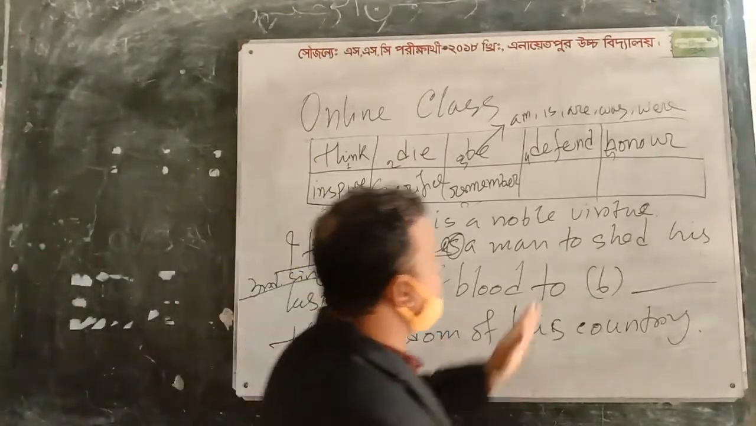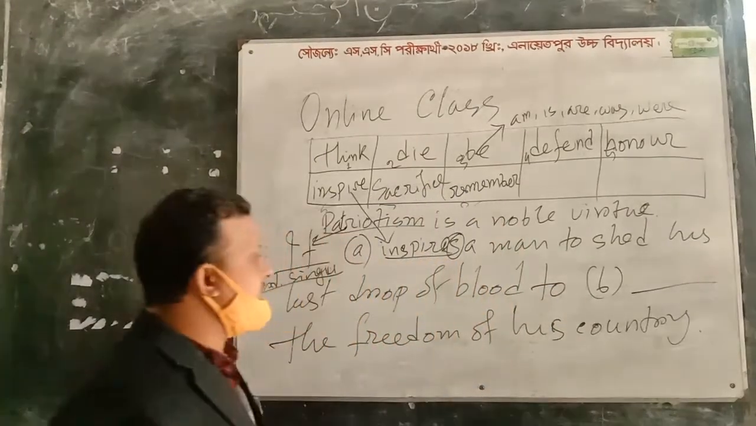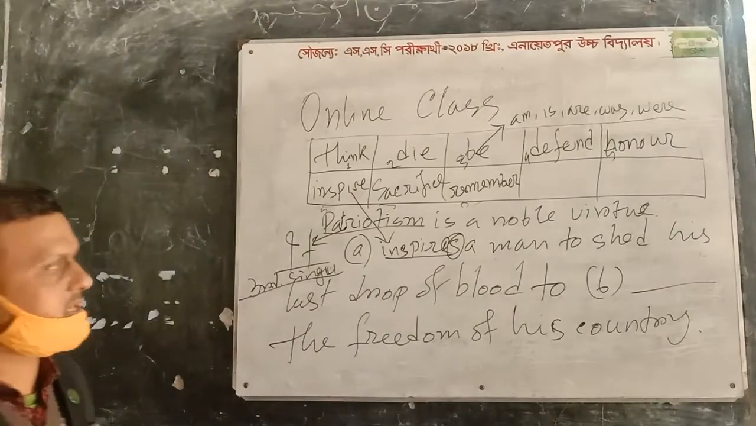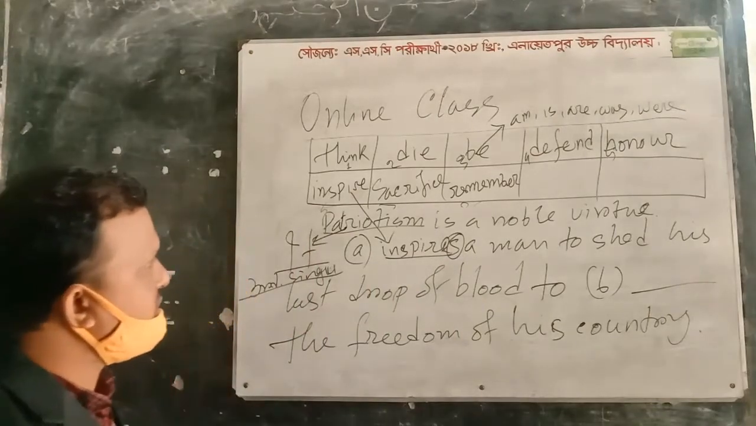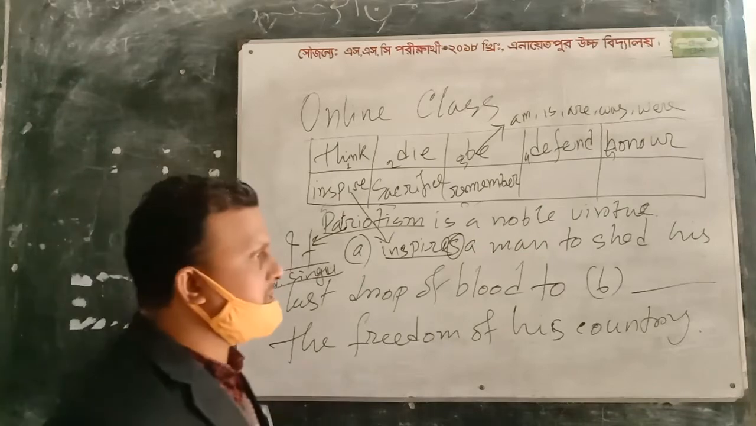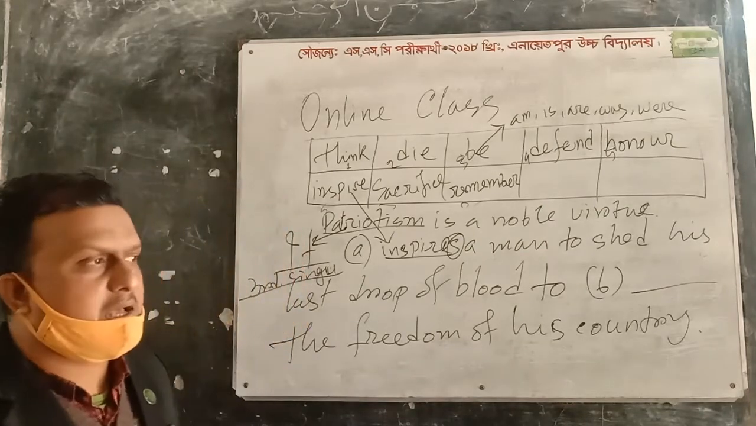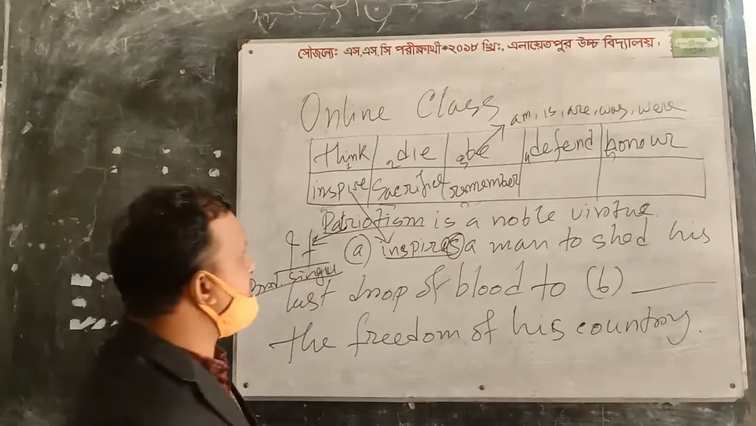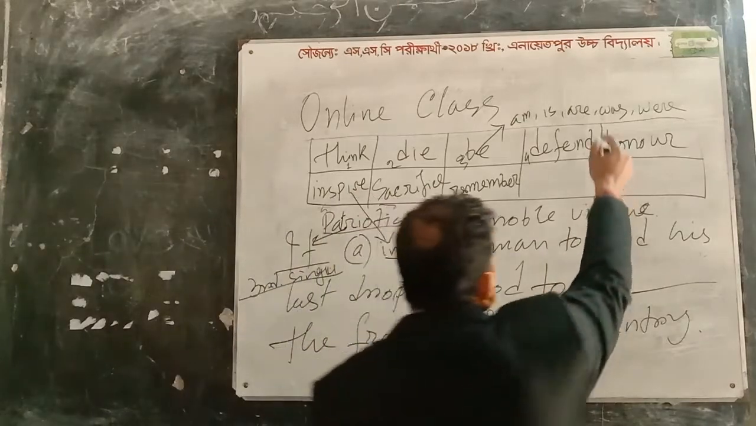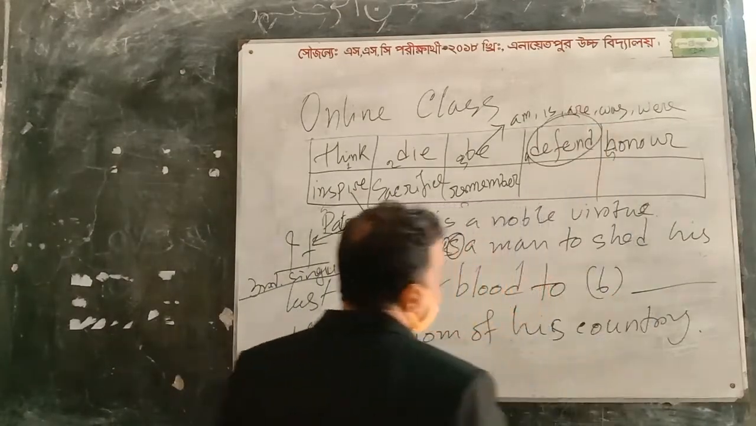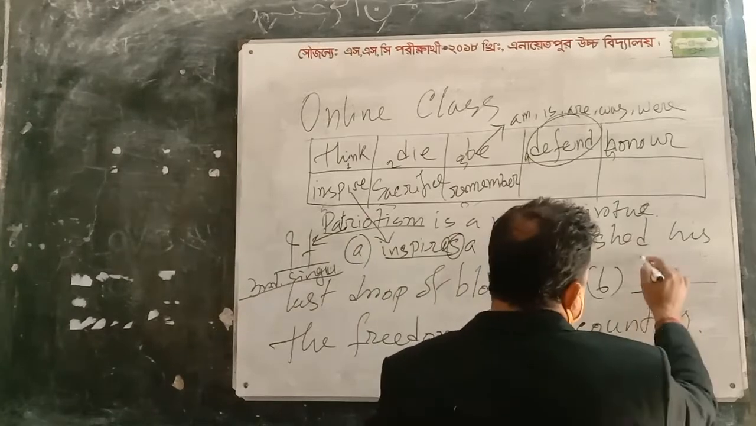So it inspires a man to shed his last drop of blood to dash the freedom of his country. Freedom of his country means দেশের স্বাধীনতা. So দেশের স্বাধীনতা রক্ষা, রক্ষা বলতে means defend. This is defend. You can use defend here.